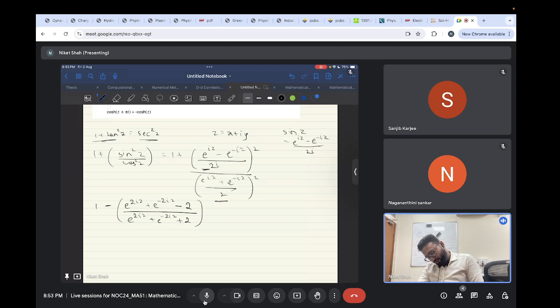All right, so now let's do this cross multiplication and see what we get. When I cross multiply, e raised to power 2iz plus e raised to power minus 2iz plus 2 minus e raised to power 2iz minus e raised to power minus 2iz plus 2. So this gets cancelled. Of course, divided by the denominator, which is just e raised to power iz plus e raised to power minus iz, the whole square.